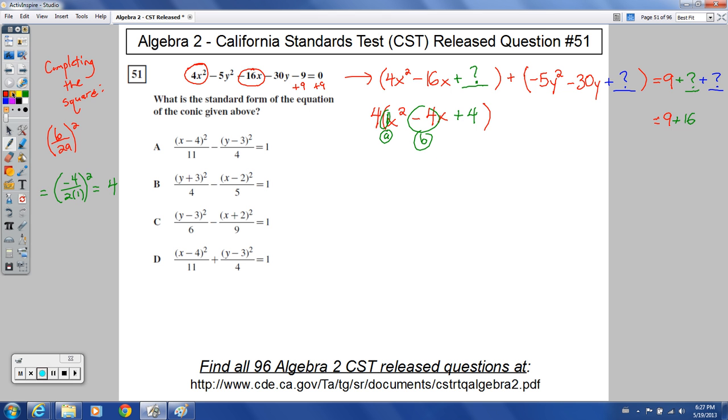And now let's do the y part. We'll call it the blue part here. So we have, looks like I can factor out a negative.